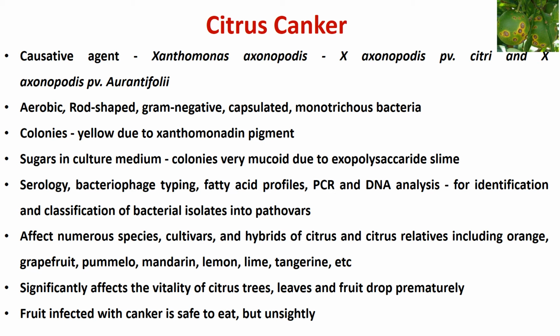Xanthomonas axonopodis causes citrus canker in numerous species of citrus and citrus relatives, including orange, grapefruit, pomelo, mandarin, lemon, lime, tangerine, etc. This disease significantly affects the vitality of citrus trees, causing the leaves and fruits to drop prematurely. The fruit infected with canker is safe to eat, but it is generally unsightly.